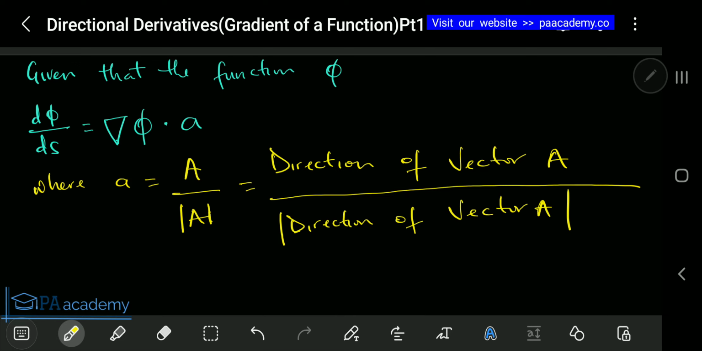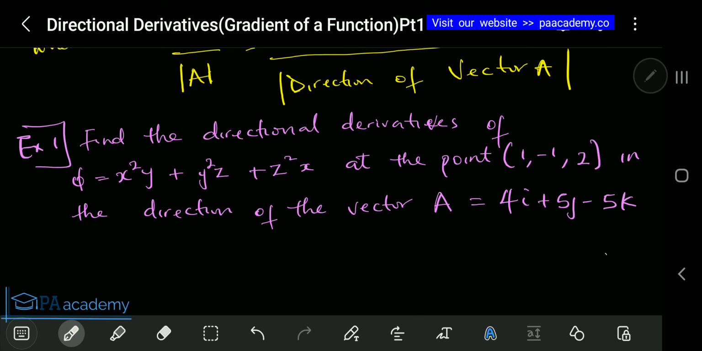So we are going to look at one example now so that you can have a better understanding of the application of this formula in calculating the directional derivative. Let's look at example 1. Here's the question. It says find the directional derivative of phi, which is a function, and the function is given as x squared y plus y squared z plus z squared x at the point 1, minus 1, 2 in the direction of the vector A, and this is the vector A. Now let's do this together.